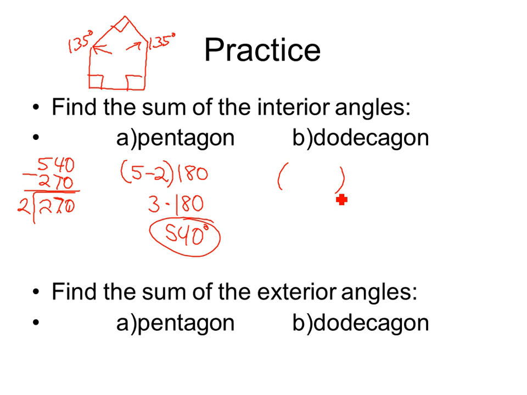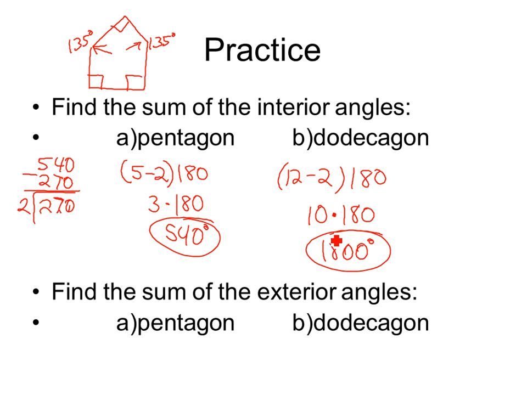Dodecagon, how many sides does a dodecagon have? 12 minus 2, what is 12 minus 2? 10 times 180, what do you do if you're multiplying by 10? Add a 0, so 12 angles of a dodecagon must always add up to be 1800 degrees.